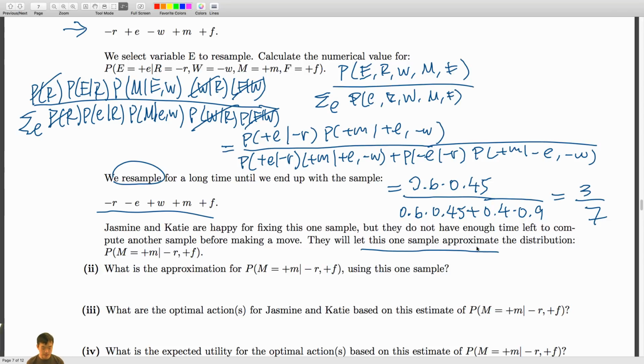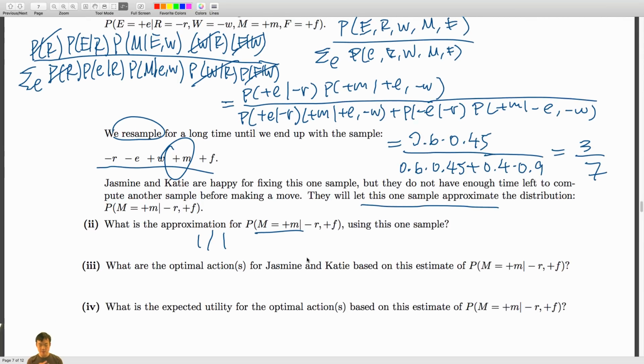Given that we just use this one sample, the approximation is going to be equal to 1, because it's basically 1 over 1, since from the one sample we observed that this one sample has m equal to plus m. So it's guaranteed from this one sample that we end up in state plus m. Given that this is guaranteed, the optimal action Jasmine and Katie should take is going to be east for sure, because if I want to head east, I'm going to end up in the state east with 100%. There's no other chance that I could end up in south, west, or north.